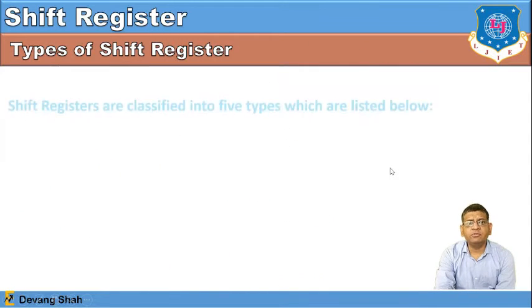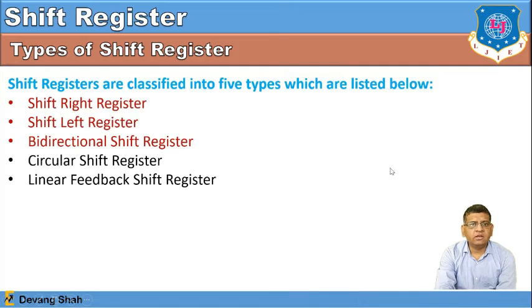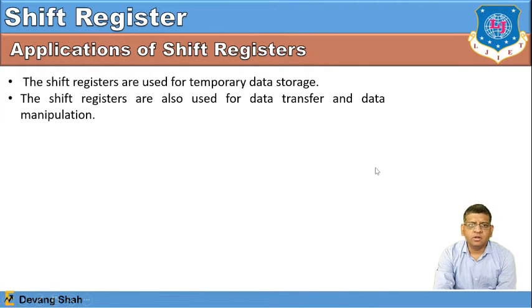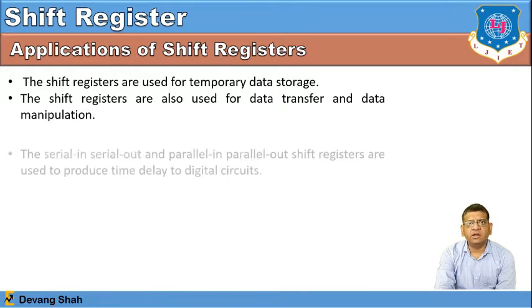Same way here, you can see the types of different registers. There are 5 types of register: shift right register, shift left register, bidirectional shift registers, right and left both, circular shift registers, in a ring, and linear feedback shift registers, right? What are the different applications of shift registers? We'll discuss one by one. The shift registers are used for temporary data storage. The shift registers are also used for data transfer and data manipulation.